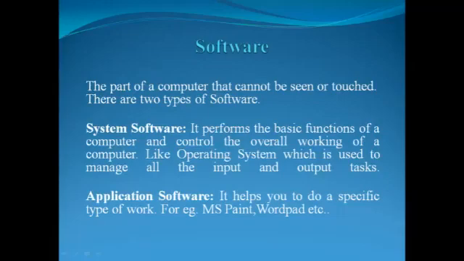There are two types of software: system software and application software. System software. It is a set of programs that controls the overall working of a computer, or you can say it performs the basic functions of a computer, like operating system. Operating system is a part of a system software that makes the computer run.